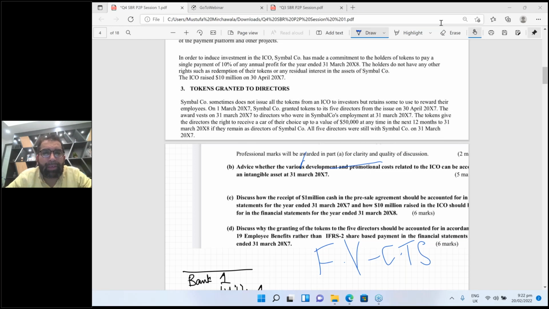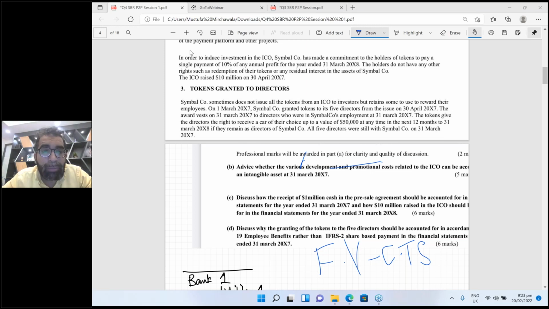Now look at me. Have you ever studied IAS 16? Yes, please. So in IAS 16, there are two measurement models. Don't sleep. Cost model and revaluation model. Same is the case with IAS 38. IAS 38 also has two measurement models, which are the cost model and the revaluation model.